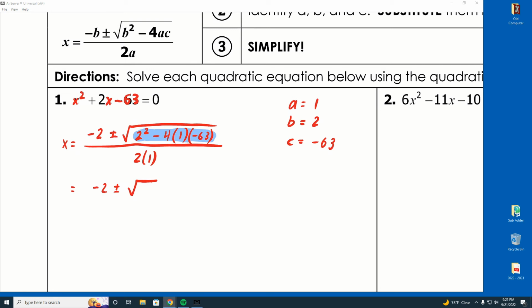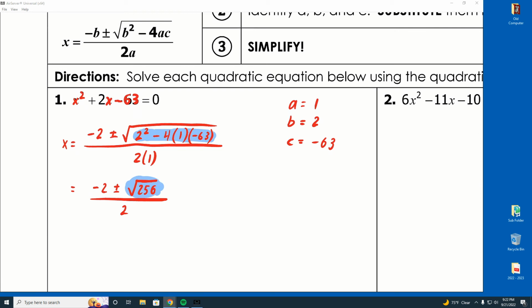So if I do that, if I type in 2 squared minus 4 times 1 times negative 63, you should have gotten 256. Now, all of that is over 2 times A, which is 2 times 1, which is 2. So we're getting closer to the answer. But what I want you to do at this time, and I want you to get in this habit, type everything into the formula, then simplify what's underneath the radical, then simplify this radical, okay?